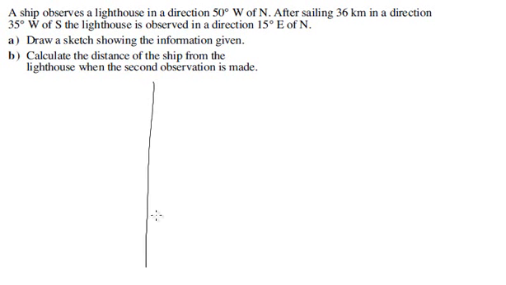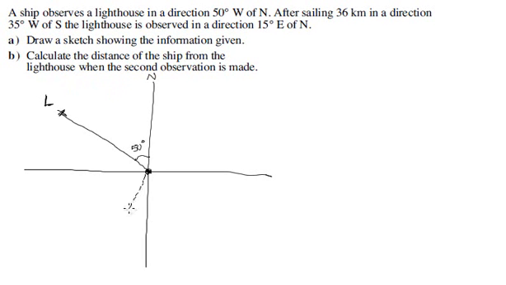Alright, well, let's get a compass rose down first, since they're giving us compass directions. 50 degrees west of north means we have, here's north, and here's 50 degrees west of north. So here's our ship, and it sees a lighthouse. I have no idea how far away it is. There's the lighthouse.